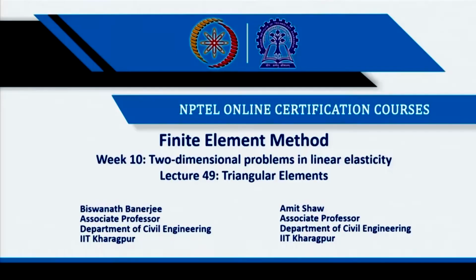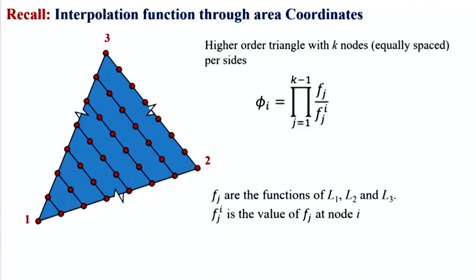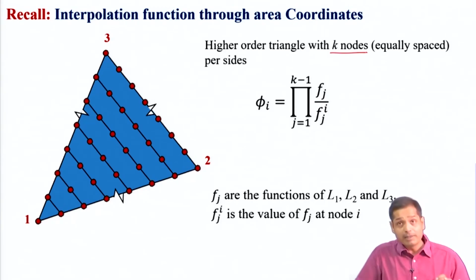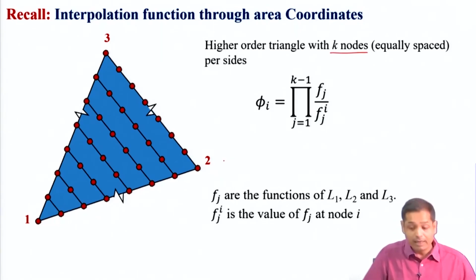Hello everyone, this is the third lecture of this week. Today we will continue the discussion we started in the last lecture, that is construction of shape function for higher order triangular elements. So if you recall, finally we arrived at this form for any higher order triangular element having k nodes per side, meaning in one side we have k nodes.